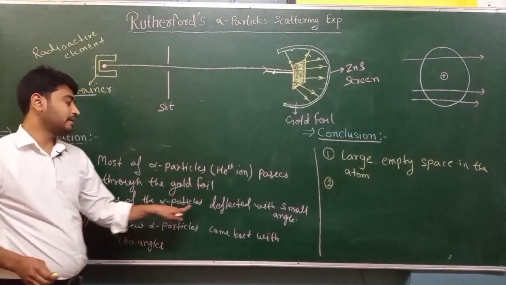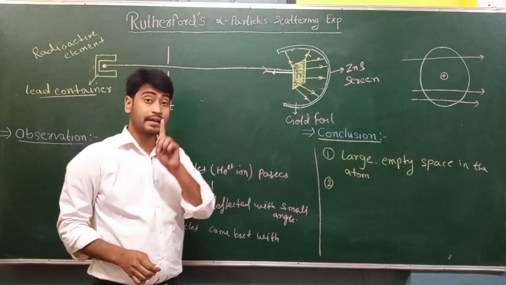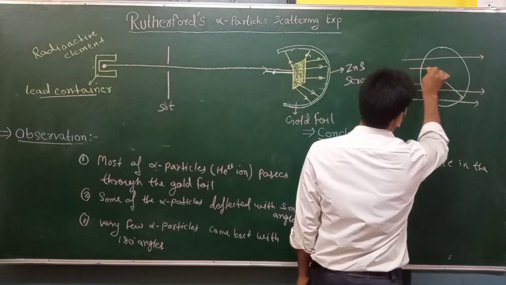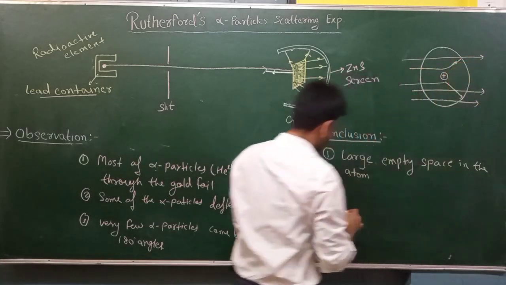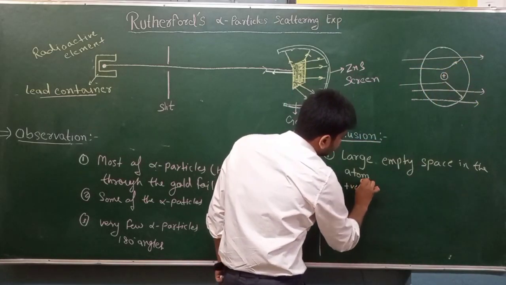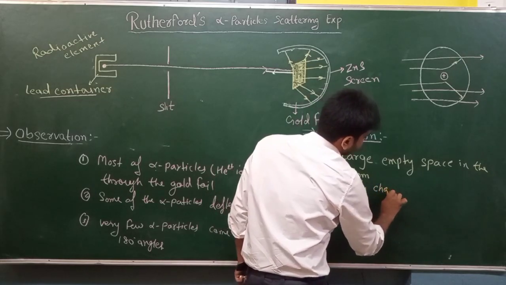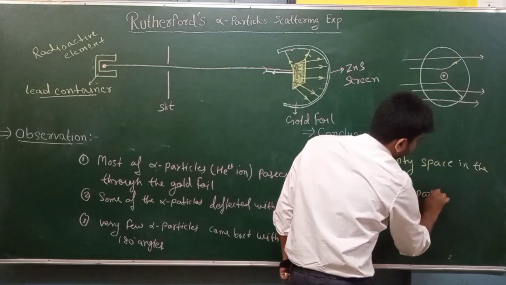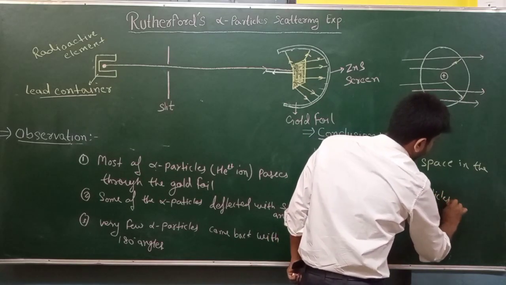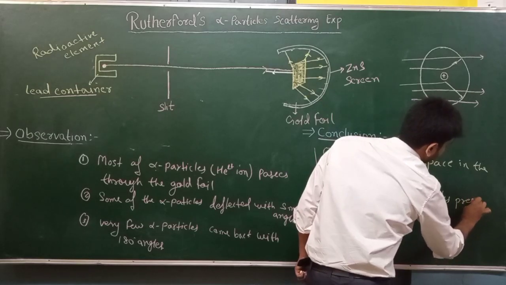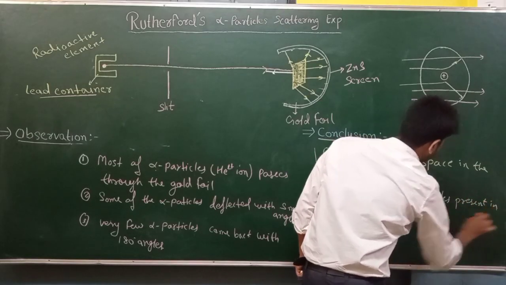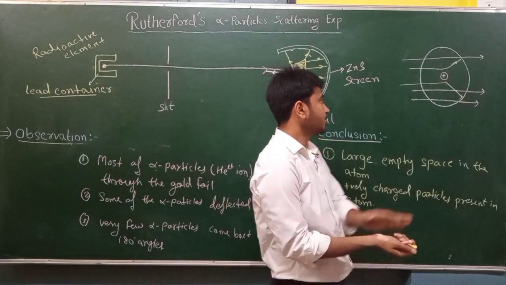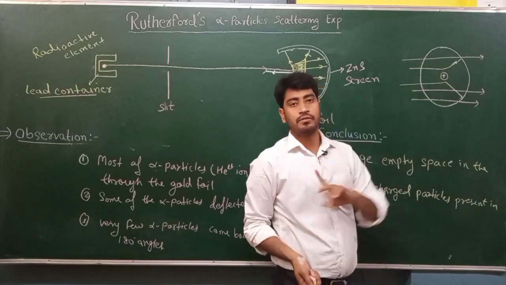Okay, and for the second observation, some of the alpha particles are deflected with a small angle. Then the conclusion is that positively charged particles are present in the atom, because like positive charges repel each other.